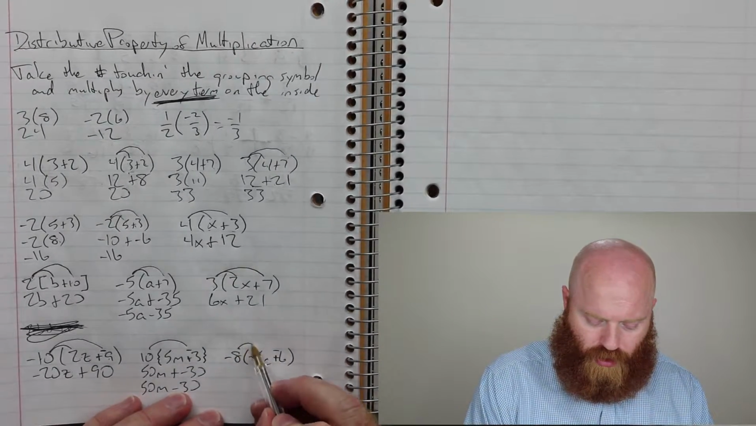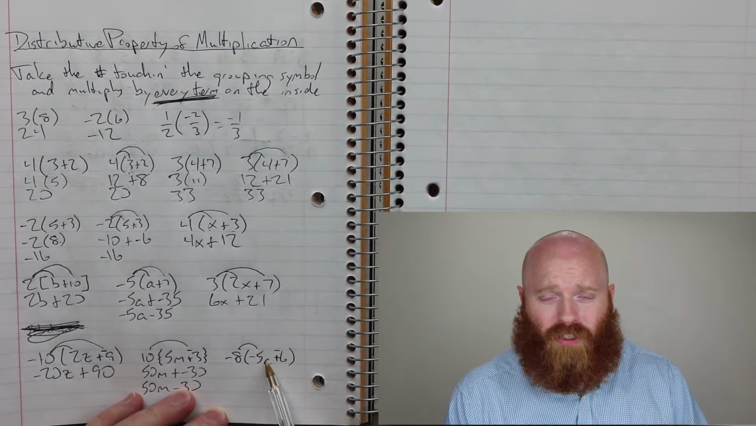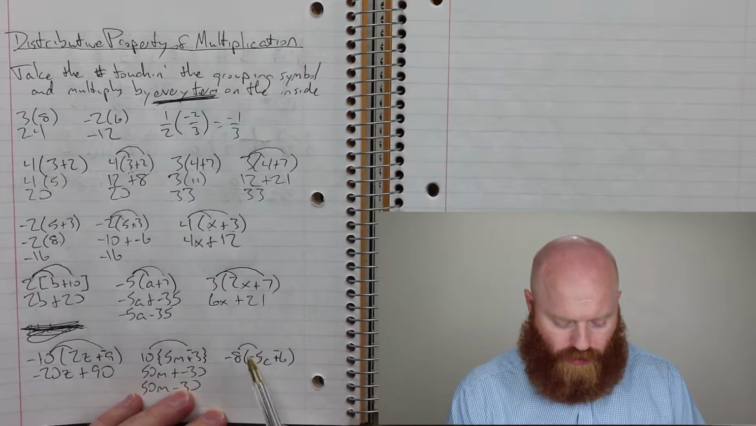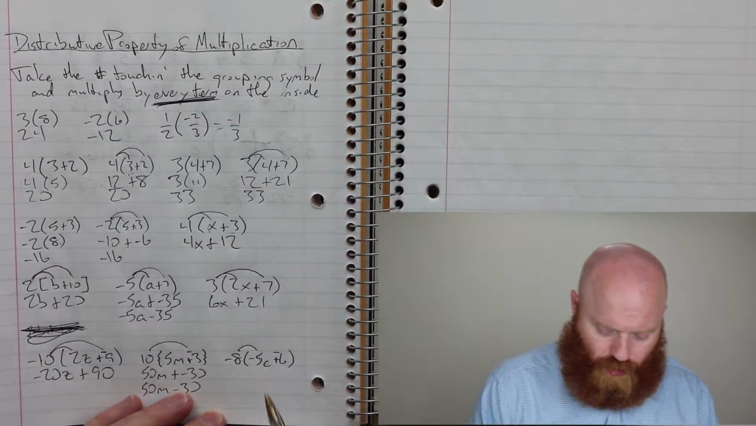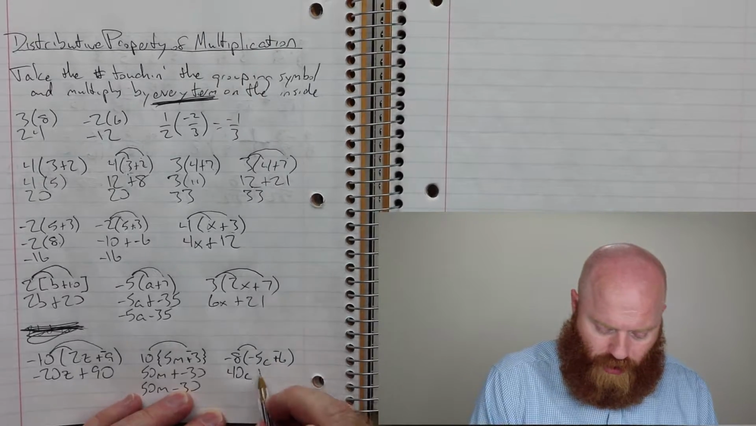The number on the outside times the number on the inside. Negative 8 times negative 5c is 40c. Positive. Negative times negative is a positive. 8 times 5 is 40, and then you've got the c. So it's positive 40c. Bring down a plus, always bring down a plus.